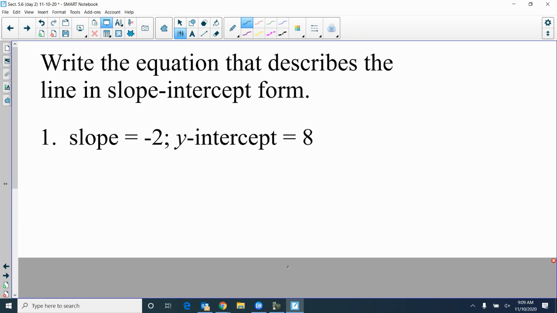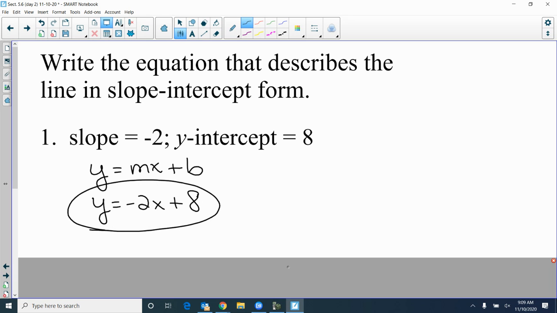Preston, you know the answer? Preston, I am feeling very, very bad about myself right now and my teaching ability. Hanan, make me feel a little better. Y equals negative 2x plus 8. This is all you have to do. The negative 2 goes in front of the x, that's your slope. The y-intercept is just whatever's at the end. So this is all you have to do for y equals negative 2x plus 8.